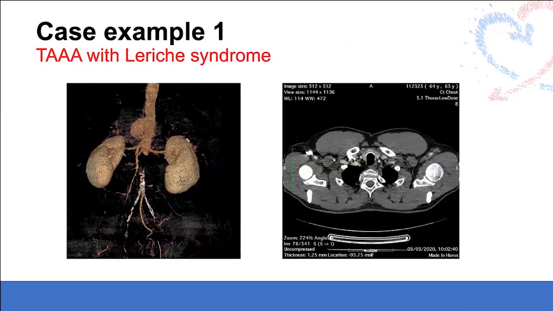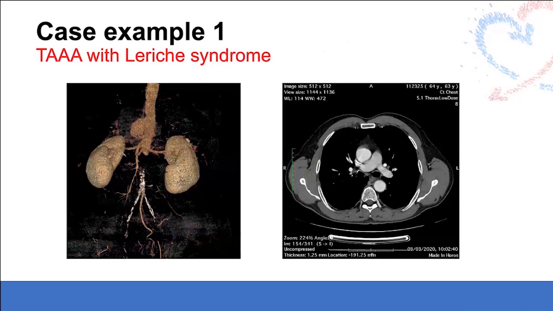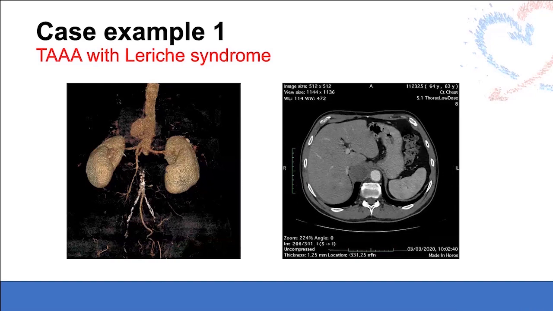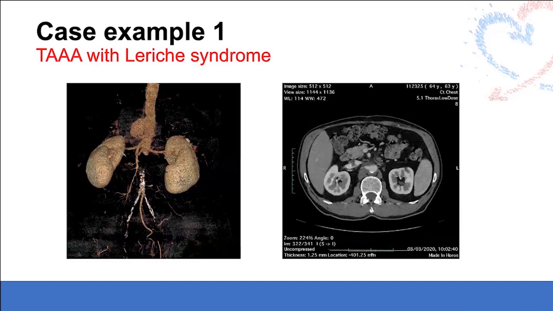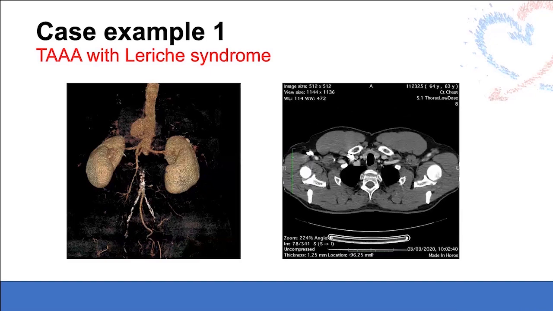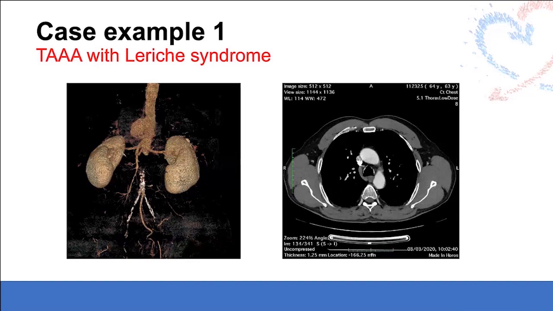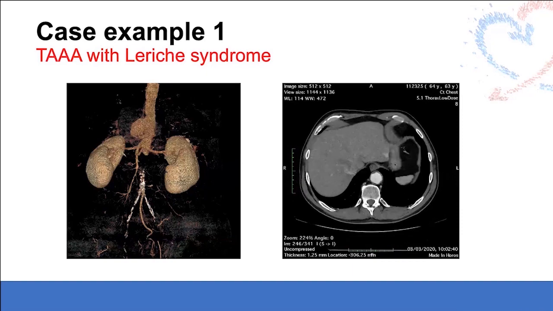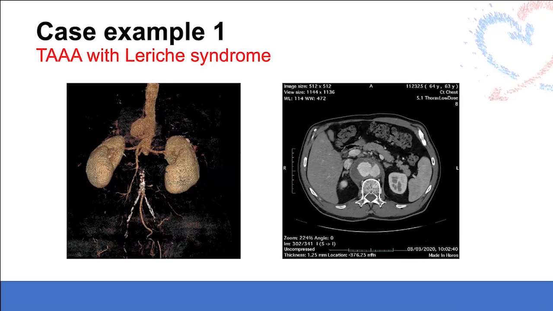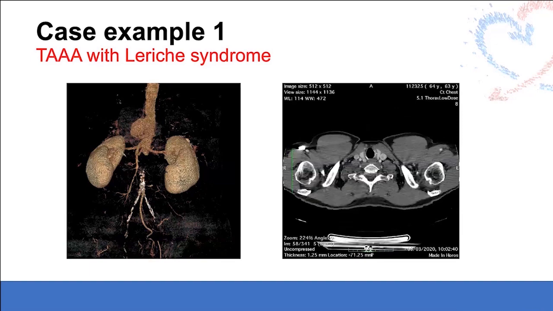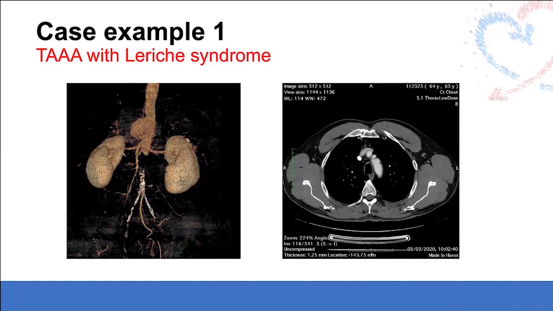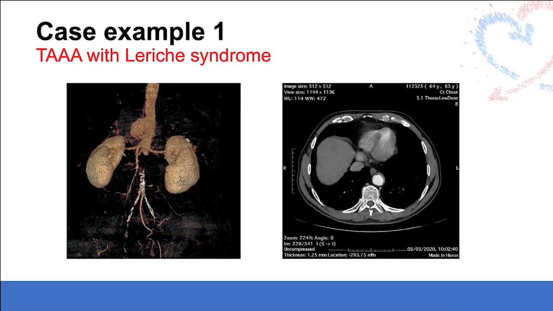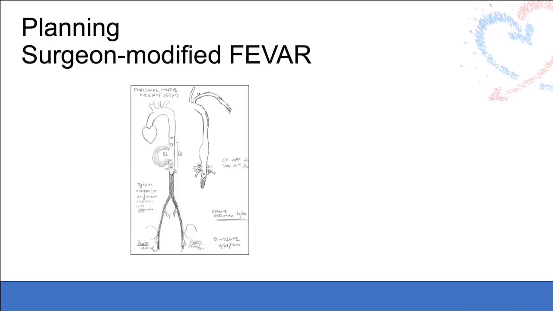This is a very difficult case that we have treated, a ruptured thoracoabdominal aortic aneurysm with Leriche syndrome. This patient has been treated for an aortic infection with veins. These veins were occluded, and you can see that the superior mesenteric artery is the main collateral to both limbs. A very difficult case because we didn't have access from femoral approach, so we decided to do, let's say, a surgeon-modified fenestrated device, and to perform the implantation of the device through a transbrachial approach.